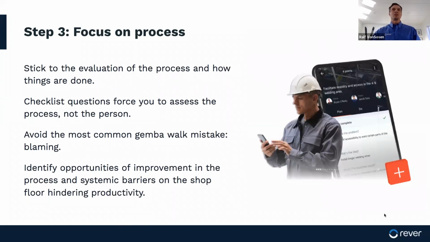Third, stick to the evaluation of the process and how things are done. Checklist questions force you to assess the process, not the person. Avoid the most common Gemba Walk mistake: blaming. Focus on the situation and focus on the process. Identify opportunities of improvement in the process and systemic barriers on the shop floor hindering productivity.